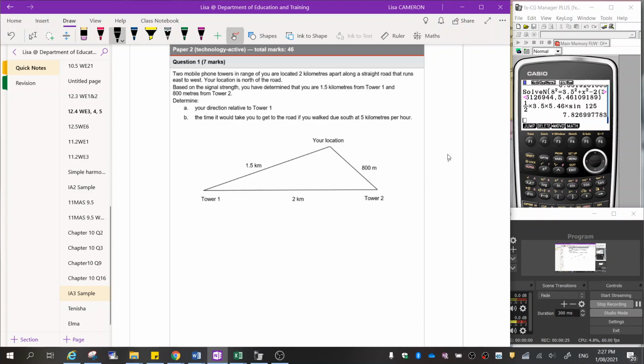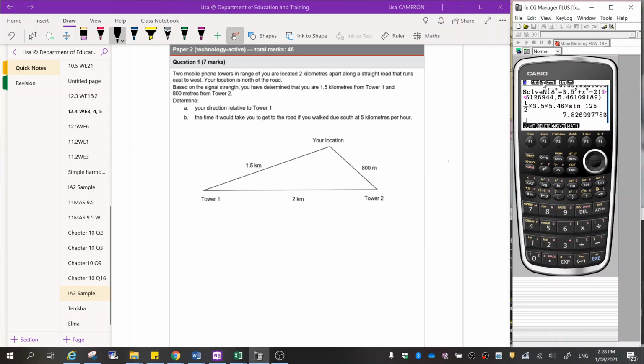The first thing that's important about this is that we need to set our calculator to be in the right mode. Because we're talking about directions, or your direction relative to Tower 1, directions are always measured in degrees. So at this point, I'm going to go over to my calculator and just double check. Yes, we are in degrees. If you're not, you need to press Shift, Setup, go down here to Angle and change it to degrees.